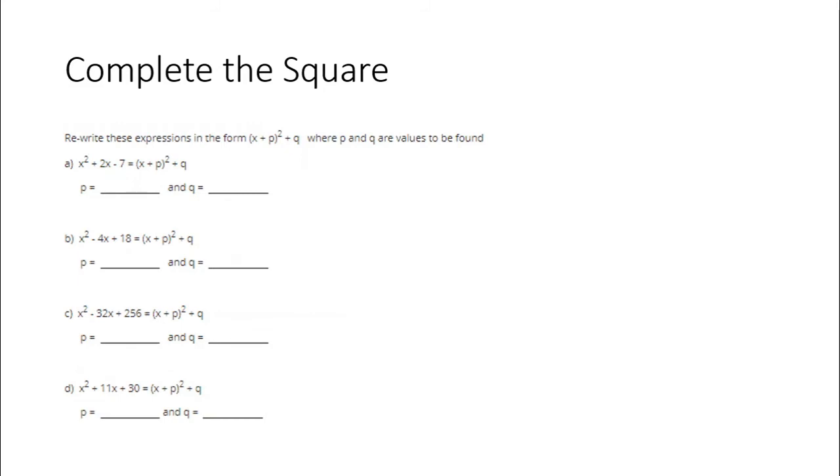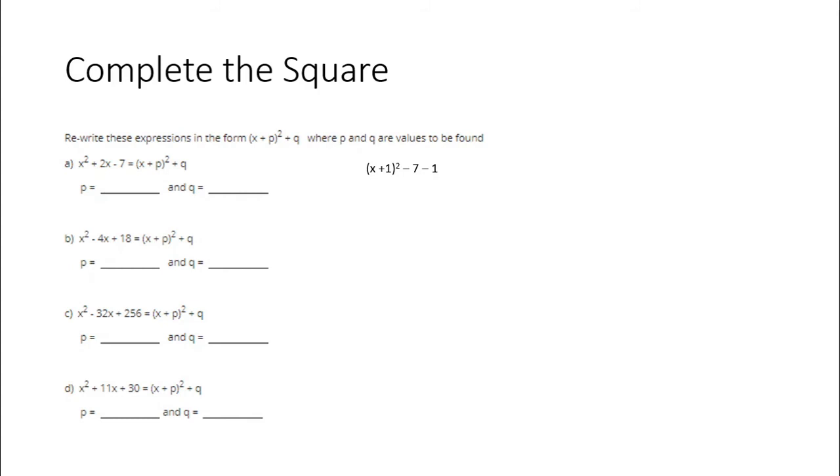On to completing the square. Now, to complete the square, remember you need to have a quadratic in the x squared, x, a number term format, where the middle term, the b term, first we half the b, and that's going to be our p-value. So in the first one, my p-value is 1. Half of 2 gave me the 1.